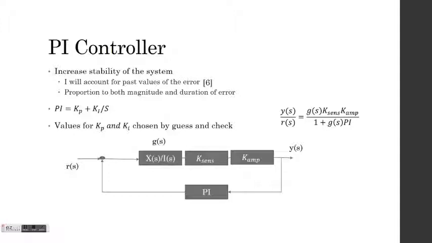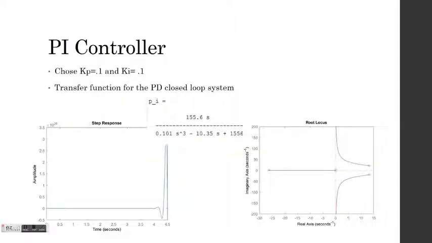Here again is a model of the PI controller, and on the right-hand side you can see the closed-loop transfer function, which includes the PI controller. For the PI controller, I chose the value of Kp equal to 0.1 and Ki equal to 0.1. Again, these values were chosen arbitrarily. The transfer function for this PI closed-loop system is shown below. On the left you can see the step response, and on the right the root locus.